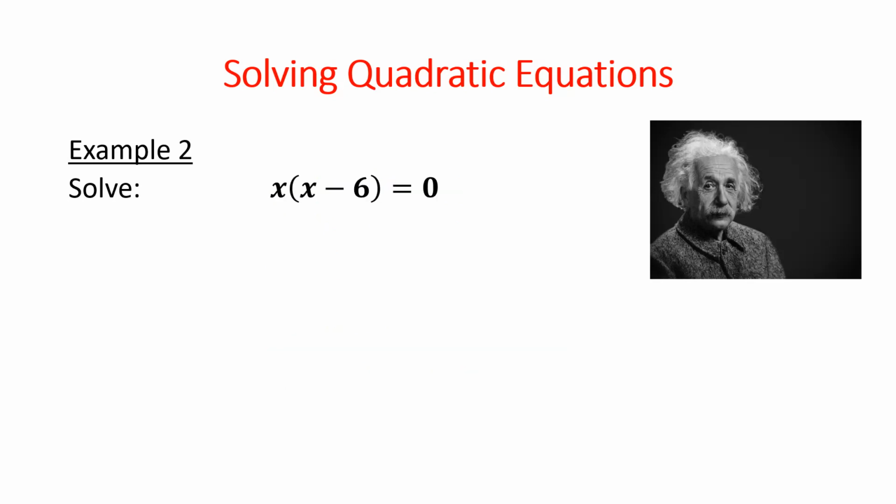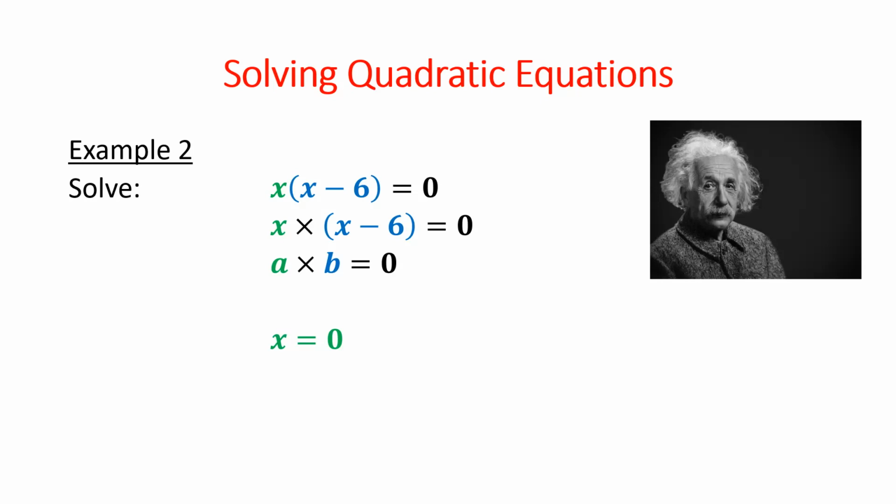Let's look at example 2. Let's solve the following quadratic equation. X(x - 6) = 0. Well, again, we've got x multiplied by x minus 6 is equal to 0. So we have our two factors, our factor of x and our factor of x minus 6. So one or both has to be 0.